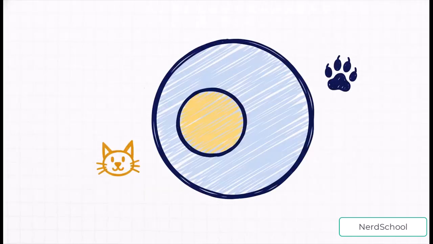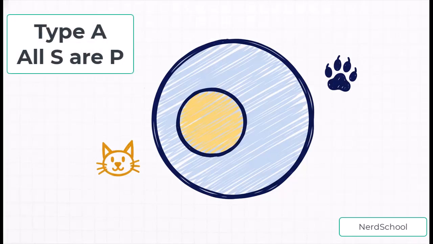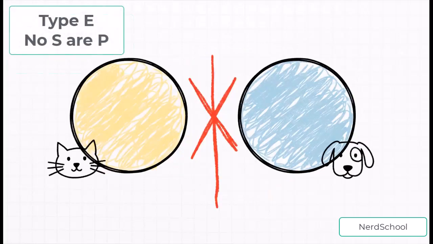First up, we've got type A, the all statement, all S are P. And a perfect example is all cats are animals. Now to draw this, you just put the S circle, which is cats in this case, completely inside the P circle, just like one box is inside a bigger box. Simple as that.